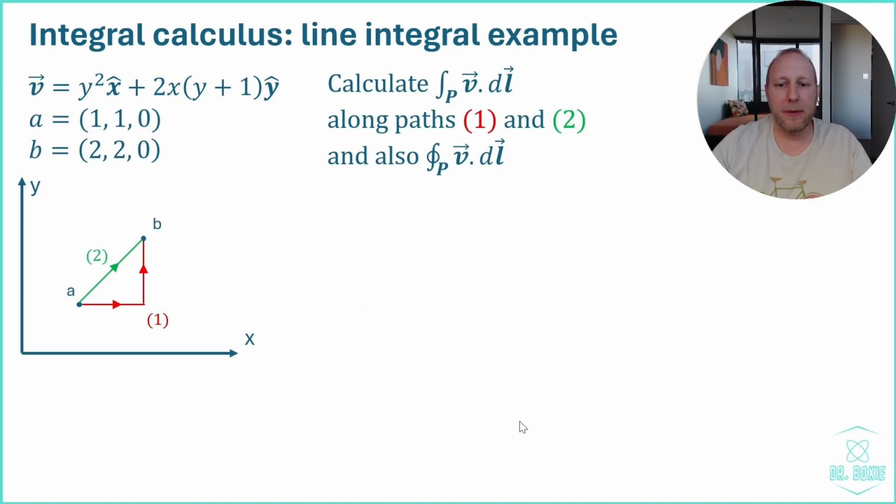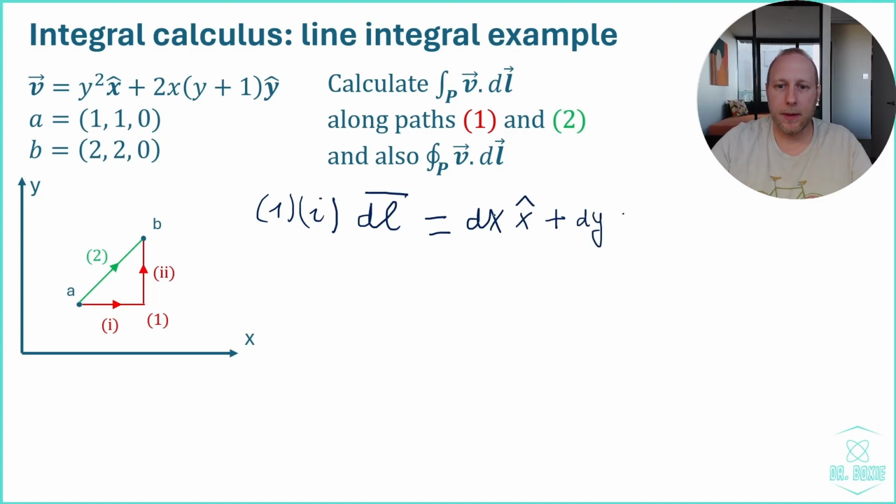So let us start with the very first line, so with the red line, and we will divide it into two parts. The horizontal part, which I call part 1 of path 1, and the vertical one, which will be part 2 of path 1. So let us look first at part 1. We need to calculate the integral of V dot dl. Now remember that dl is the general expression for a displacement, and it has the following form: dx times x hat plus dy times y hat plus dz times z hat.